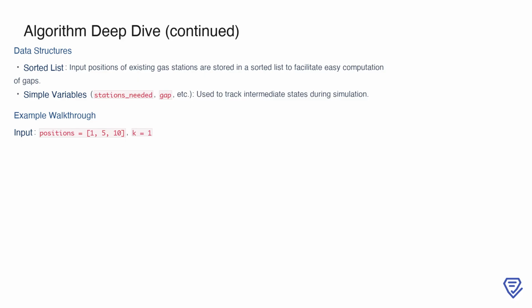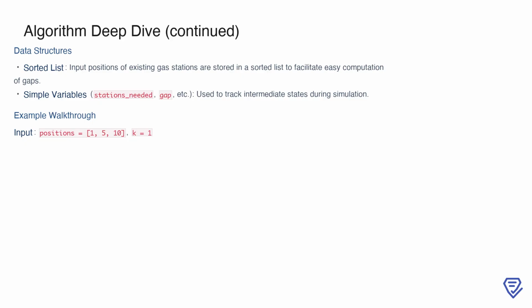To implement this algorithm, we rely on a few key data structures. First, the input positions of existing gas stations are stored in a sorted list. This allows for easy computation of gaps between consecutive stations. Additionally, simple variables like stations_needed and gap are used to keep track of intermediate states during the simulation process.